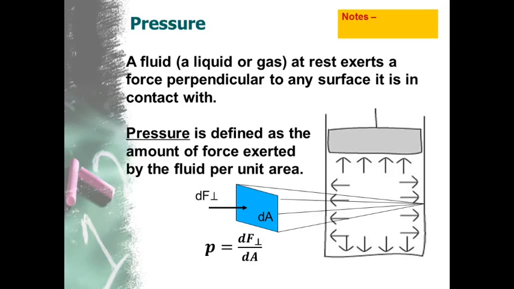Pressure is the amount of force exerted by the fluid per unit area. If we were to take a little bit of area off of this wall and blow it up, then in calculus terms we would call this an infinitesimal area, dA. Acting on that is a force, dF perpendicular, because it has to be perpendicular to the area. So we would say that pressure is equal to dF over dA. It is the derivative of perpendicular force with respect to area.